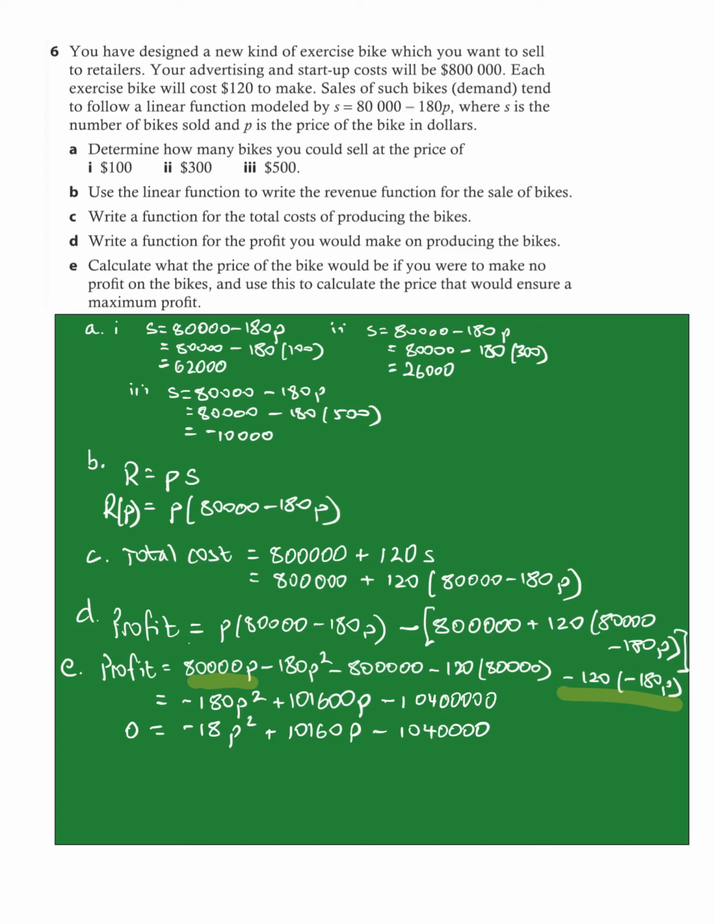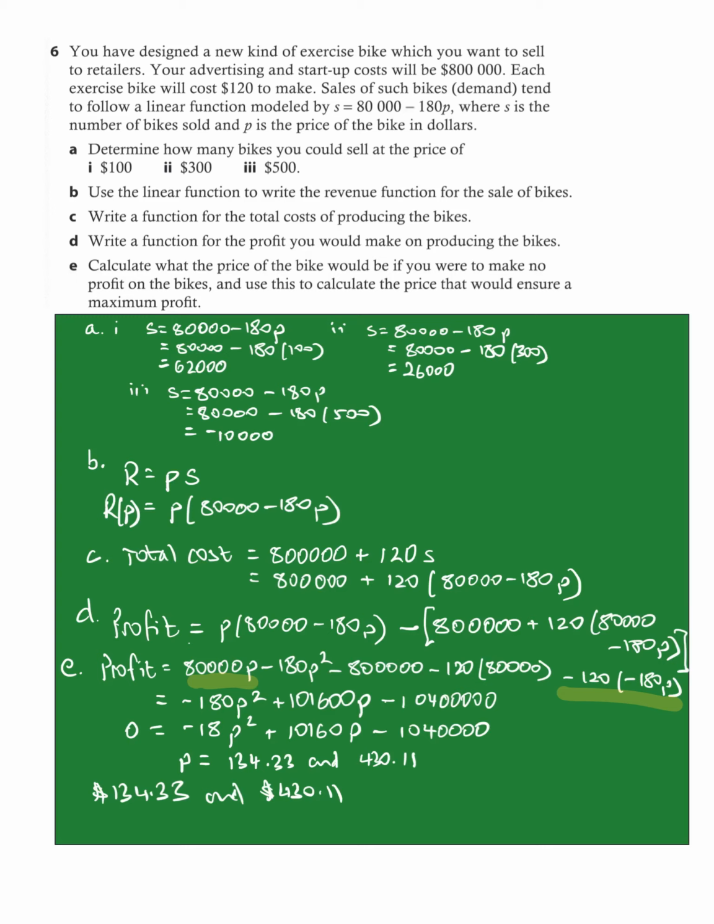And using our calculator, using the polyroots, we find that p equals 134.33 and 430.11. Okay, so the solution would be $134.33 and $430.11 would be the price that would guarantee a profit of zero.